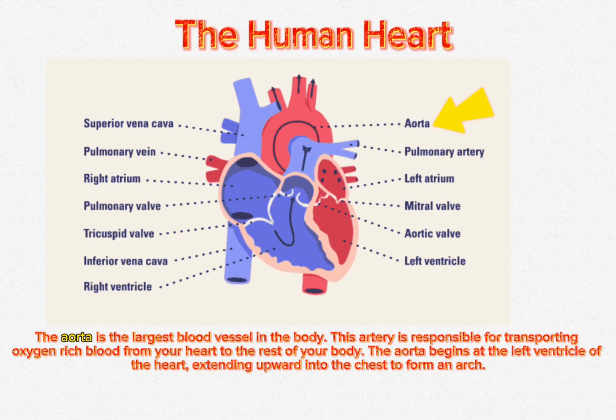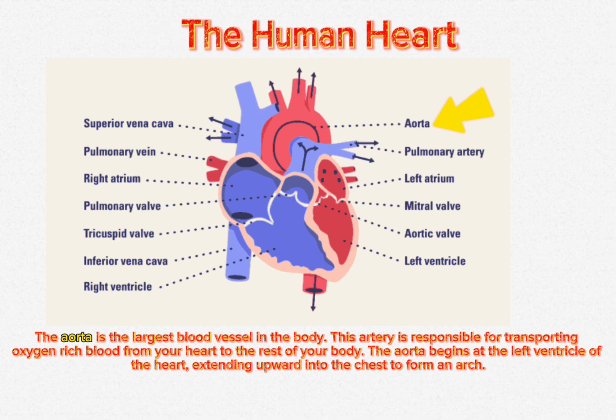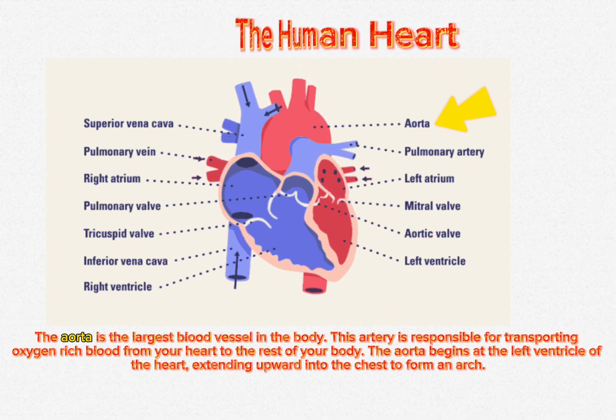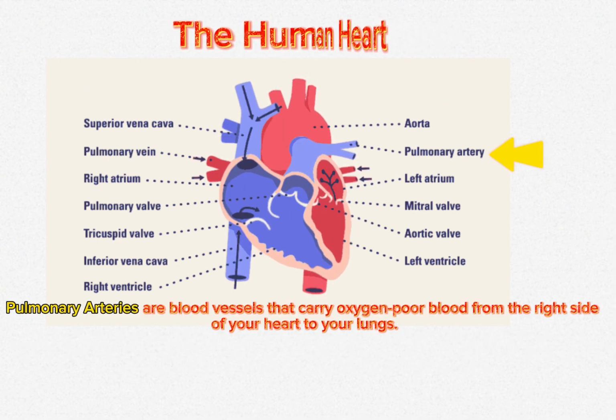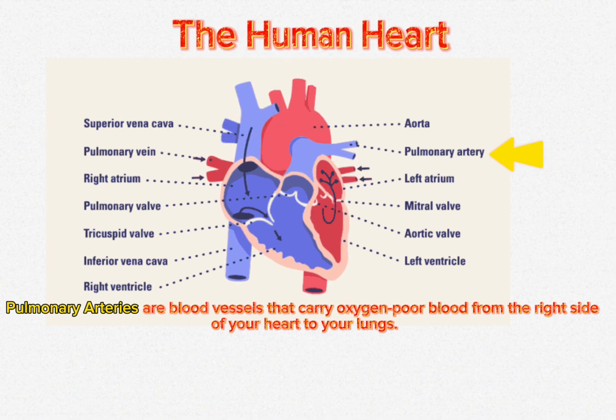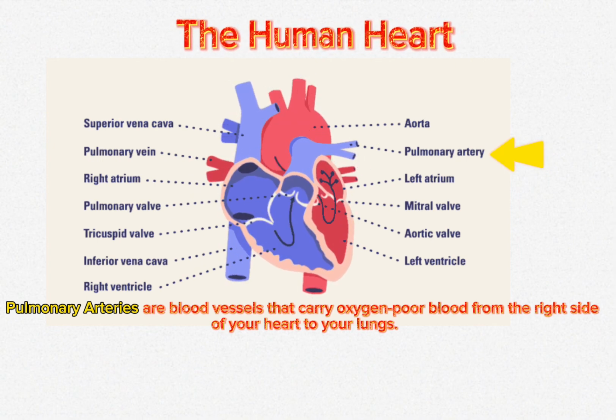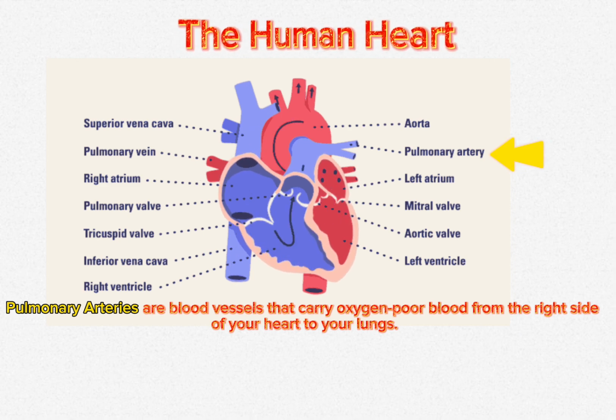The aorta begins at the left ventricle of the heart, extending upward into the chest to form an arch. Pulmonary arteries are blood vessels that carry oxygen-poor blood from the right side of your heart to your lungs.